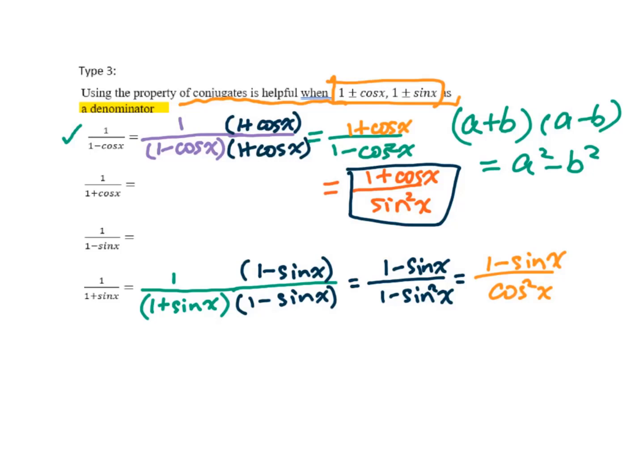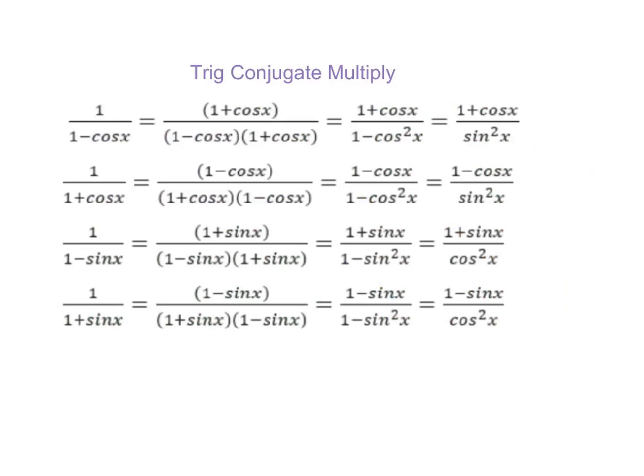Let's find the pattern. If you have 1 minus cosine x, which means your sine square x will be the denominator. Top will be the conjugate to this one. That's how you get the 1 plus cosine x. If you have 1 plus sine x, that means you need to change into cosine square x, and top will be the conjugate for that. This is the trig conjugate multiply. Try to remember the pattern.